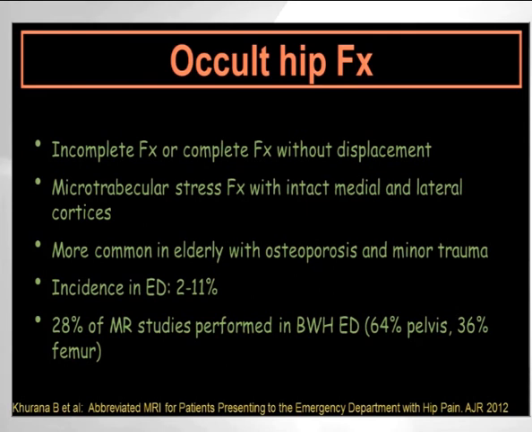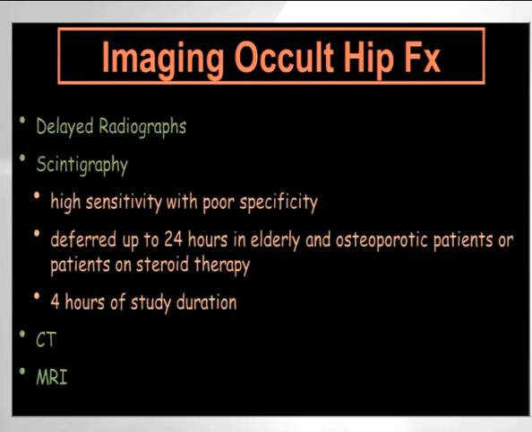The incidence reported in literature is 2 to 11%. But just to give you perspective, when we did our study, we saw 28% of MRI studies were positive for fracture, 64% fractures were seen in pelvis, and 36% in femur. Now, what options do we have to image occult fracture? Traditionally, we have always done delayed radiographs, follow up in 7 to 10 days, but obviously that doesn't match with our current recommendation, which is to do treatment within 12 hours.